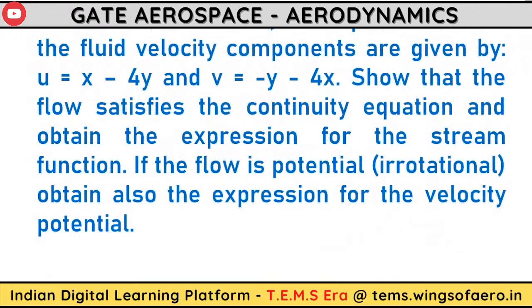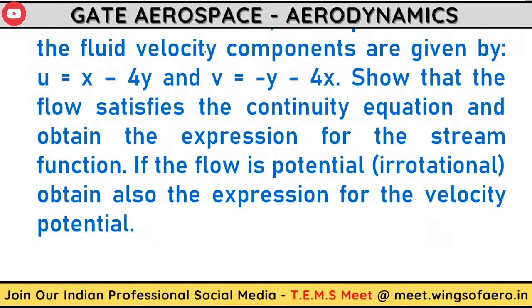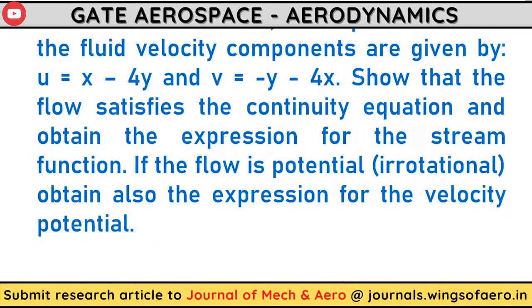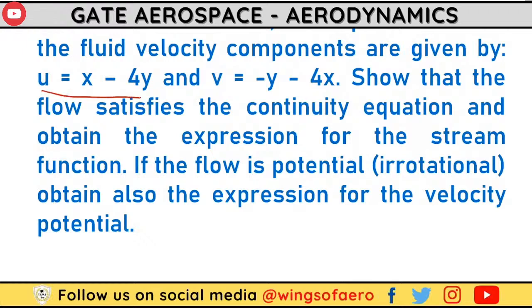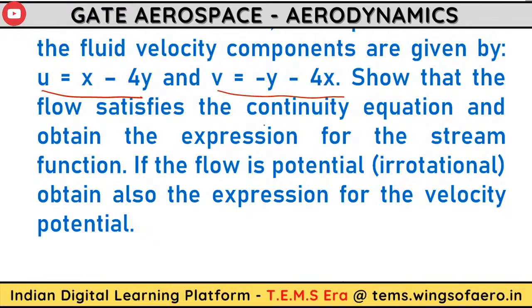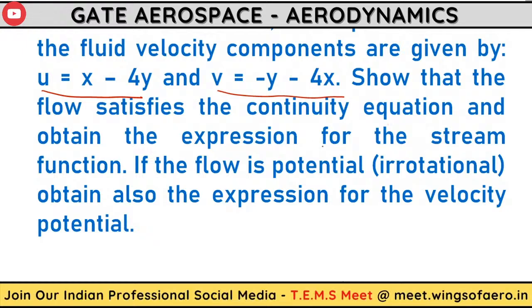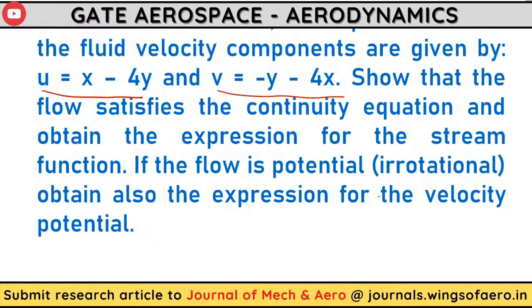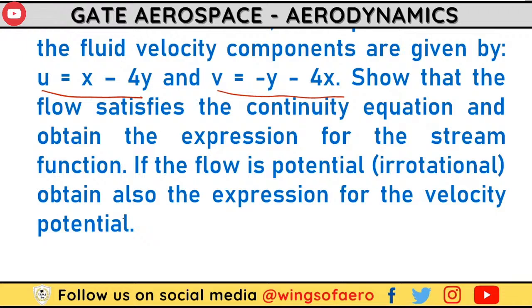Moving to the next. Now what they have asked in this problem: they have already declared that in a two-dimensional incompressible flow, the fluid velocity components are given. That is U and V. Show that the flow satisfies the continuity equation and obtain an expression for the stream function. If the flow is potential, that means irrotational, obtain also the expression for the velocity potential.